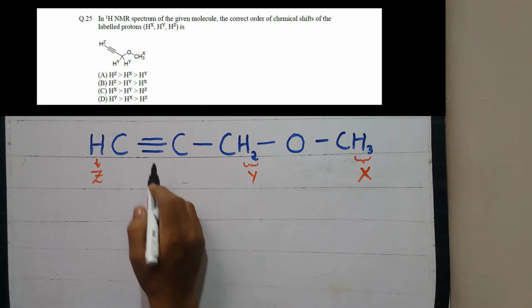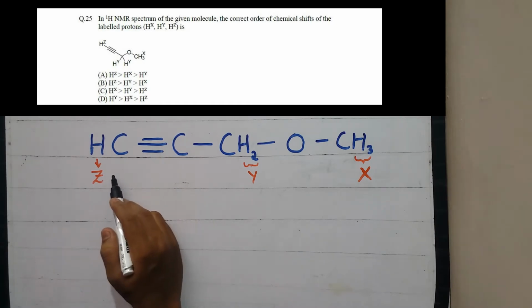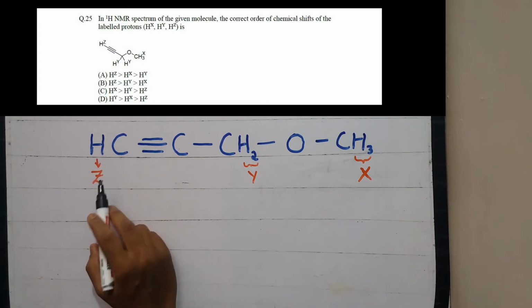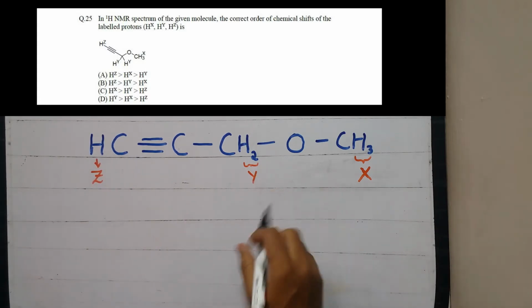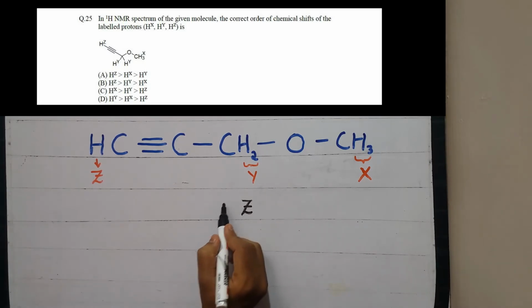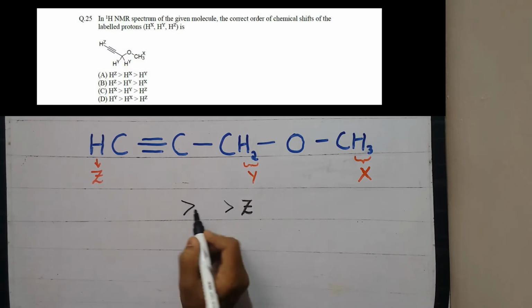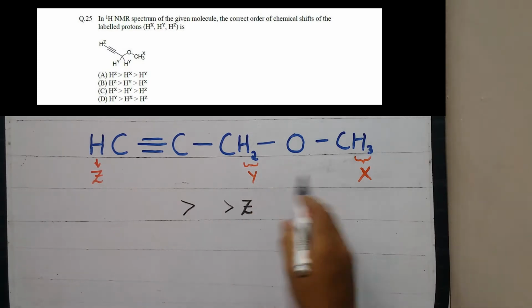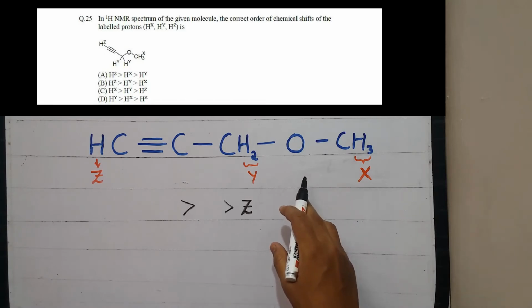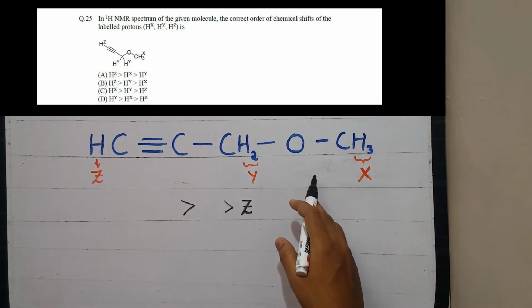Whenever there is an alkyne proton, it is the most shielded proton because the electron density around it would be greater compared to these. Hence Z would have the least chemical shift value. Then coming to Y and X, the chemical shift value depends on the environment around it.